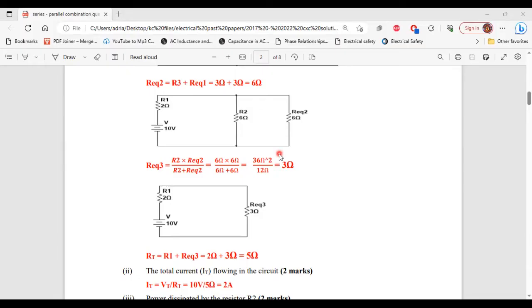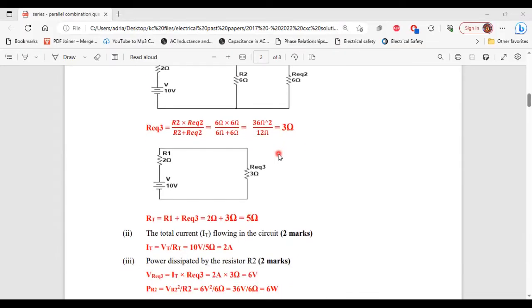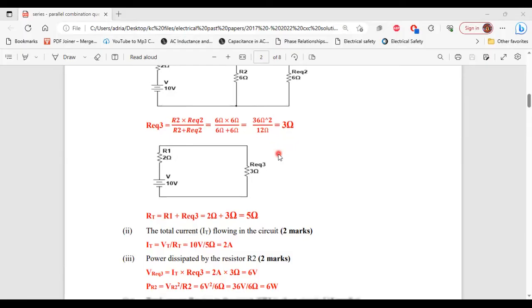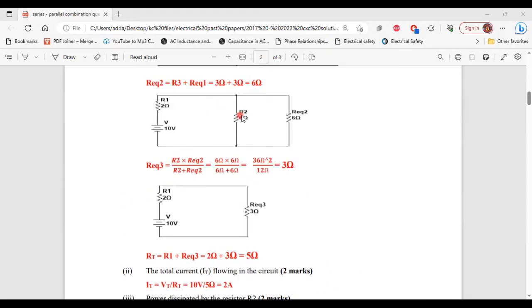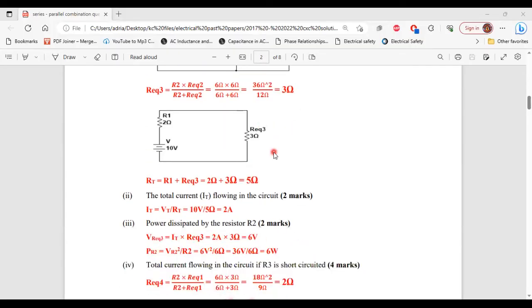All right, so now we can go ahead and calculate the power dissipated by the R2 resistor. PR2 is equal to VR2 squared divided by R2. That will give us 6 volts squared divided by 6 ohm. So 6 volts squared will give us 36 volts divided by 6 ohm. That will give us 6 watt. So it means that the R2 resistor here is dissipating 6 watt. All right, so that's it for part 3 of E. Let's move on to part 4 now.